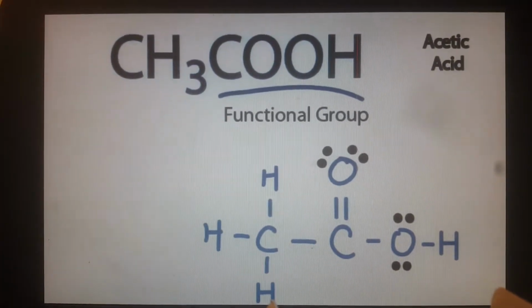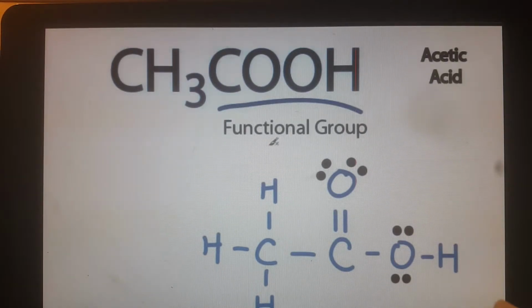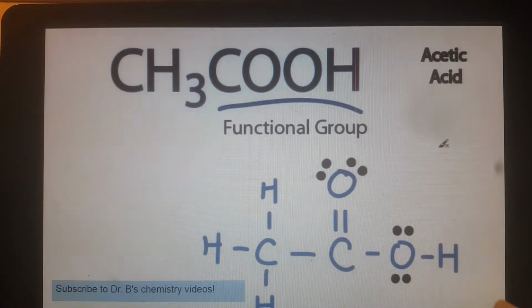In the acetic acid Lewis structure, we have 24 valence electrons. Let's count and make sure we've used them all. 2, 4, 6, 8, 10, 12, 14, 16, 18, 20, 22, 24. So we've used all the valence electrons, and we've used all of these elements up here to make our acetic acid Lewis structure.